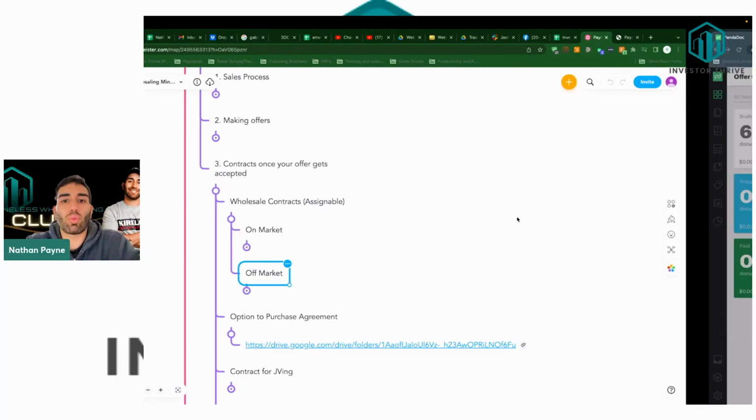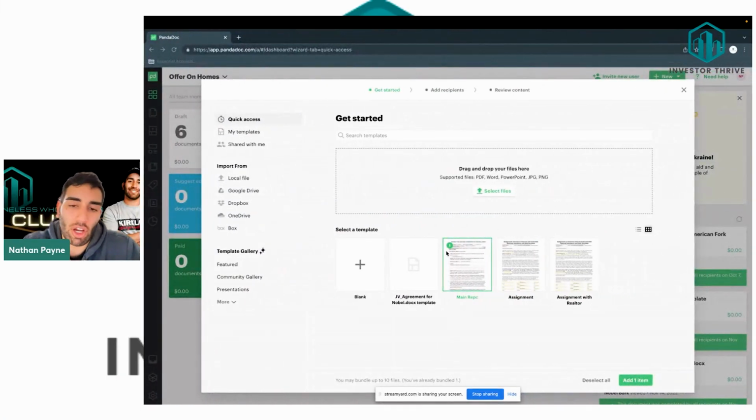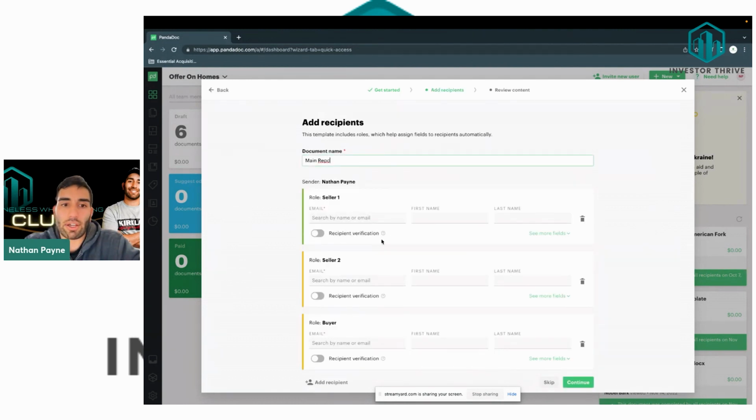Let's dive into what services you need to send a contract, because we're about to send this deal out and have this seller sign it. So right here, you need either DocuSign. I use PandaDoc. There's many different softwares out there, but we use PandaDoc. So let's go right into it. You just need a software where you can put your contract in here and go to town on it.